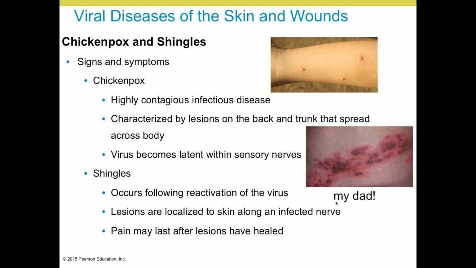Chickenpox and shingles. Chickenpox is highly contagious. It's characterized by lesions on the back and trunk, as you can see in the pictures. And then after you get over it, the virus becomes latent within your sensory nerves. And that's what causes shingles later on in life, okay? It is when the chickenpox virus becomes active again, and then it leads to shingles, which are lesions localized in the skin.